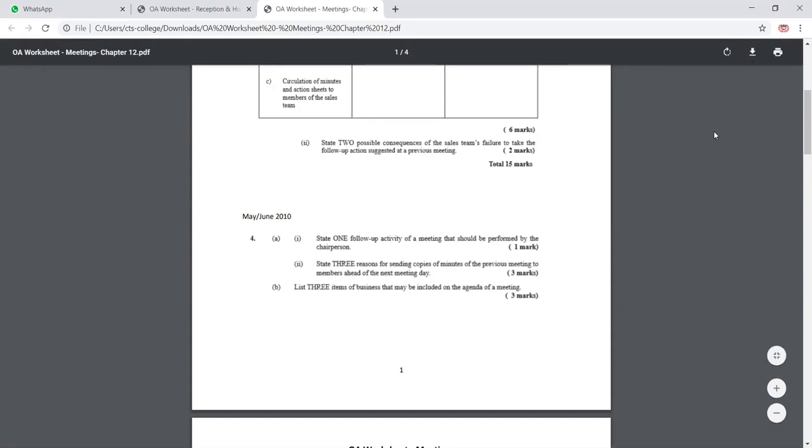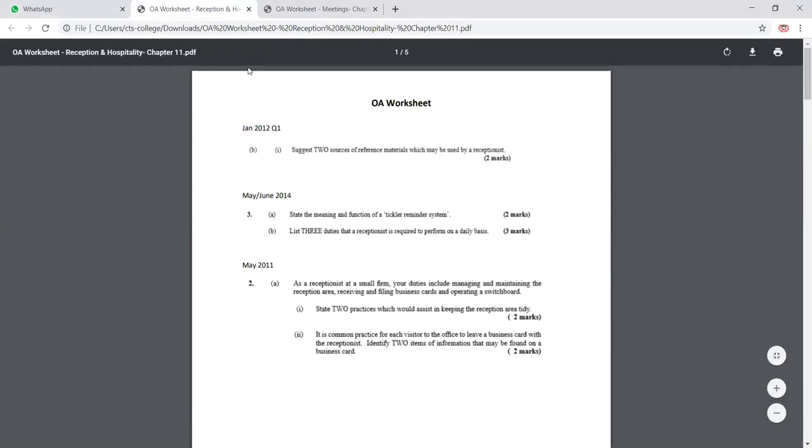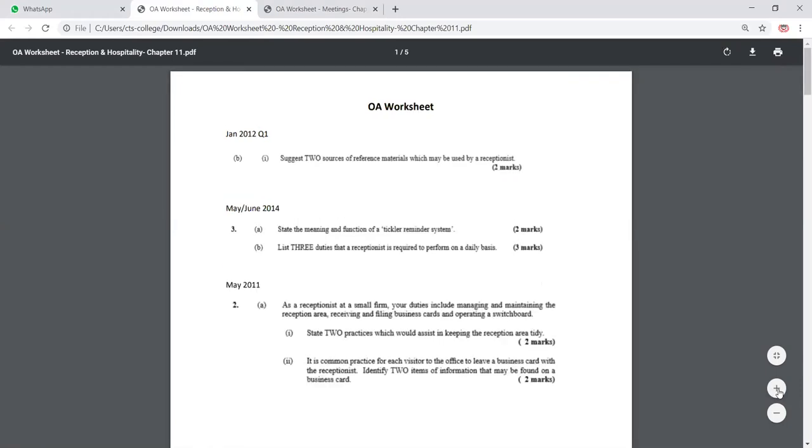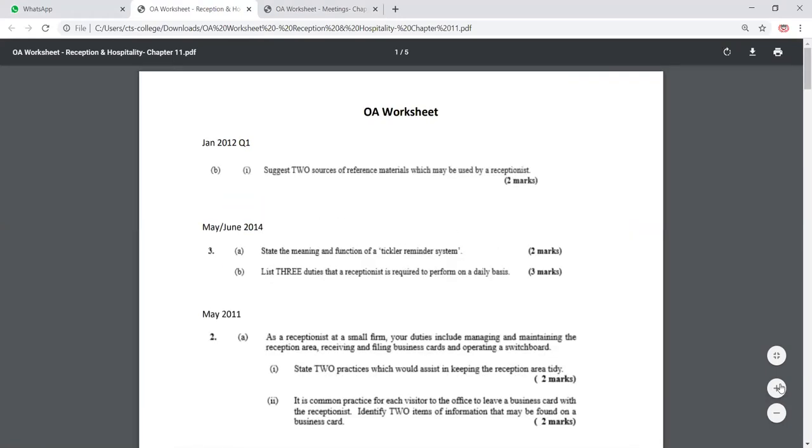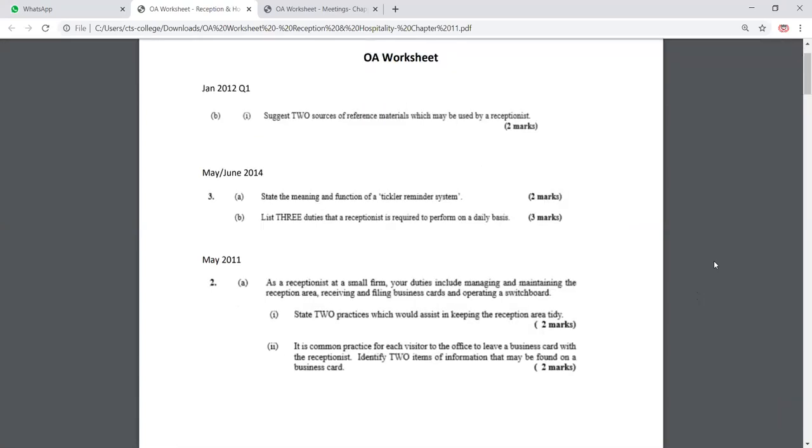There's a tab opened before this one called Reception and Hospitality. Can you see it? Yeah, that one. Perfect. Can you just zoom the screen a little bit to make it a little bit bigger for us? Do you have access to all that? Yeah, very good. Everybody can see that? Perfect, very good. Keep it there, right there, good. Right, so can you all see the worksheet right now, everybody? Yes, ma'am. Very good.